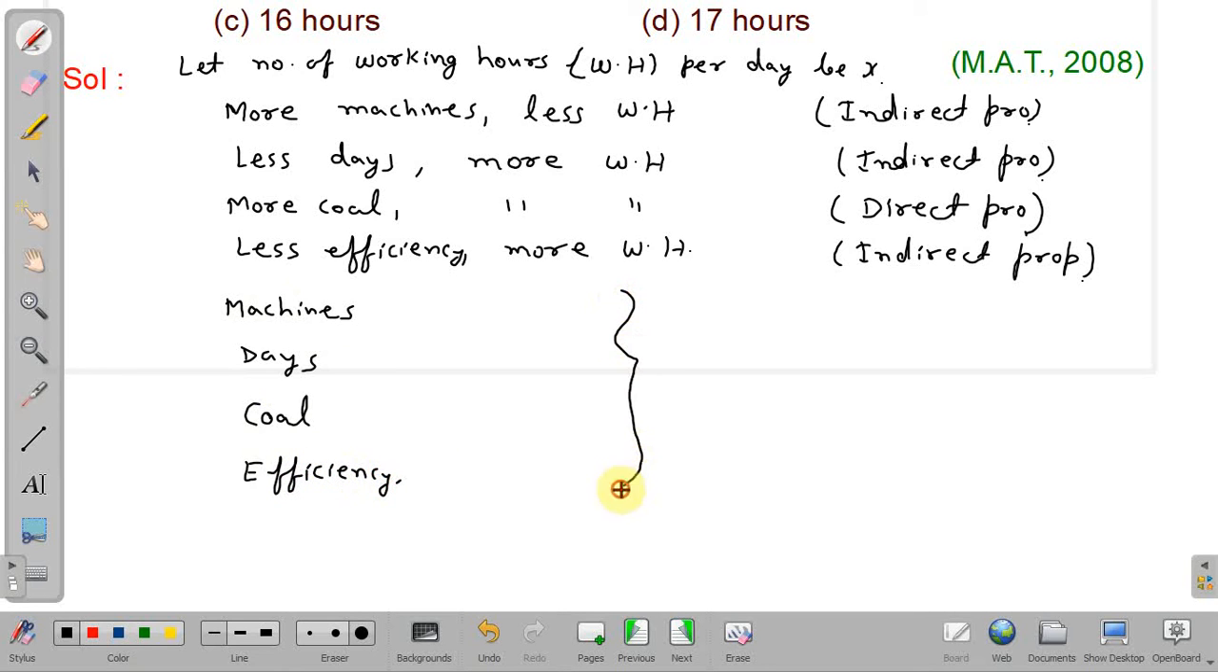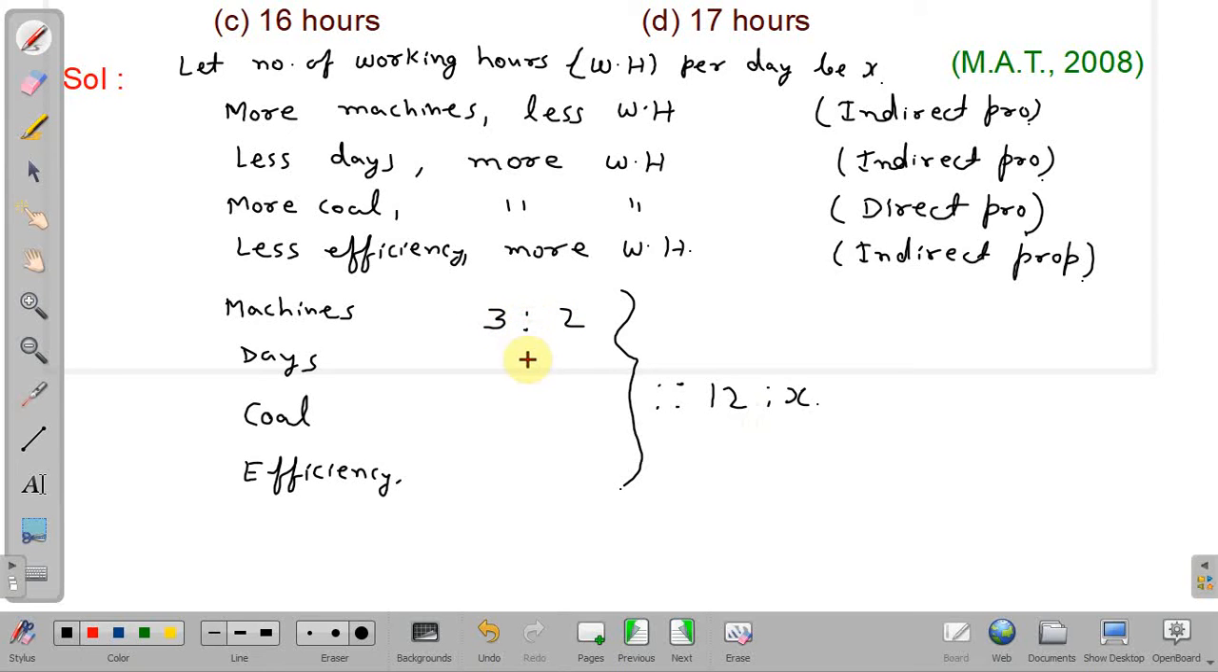So in first case working hours per day is 12, and in second case we have assumed x. With respect to machine it is indirect proportion. So when working hours is 12, number of machines is 2. As this is indirect proportion, so 2 will be here and 3 will be here.